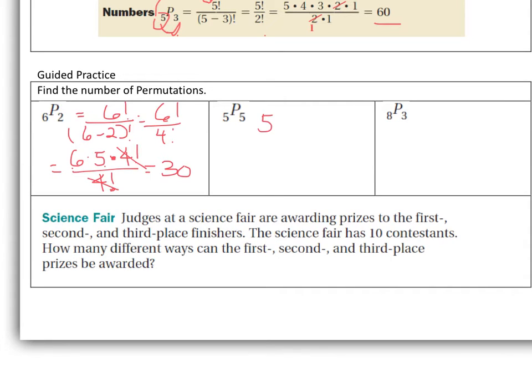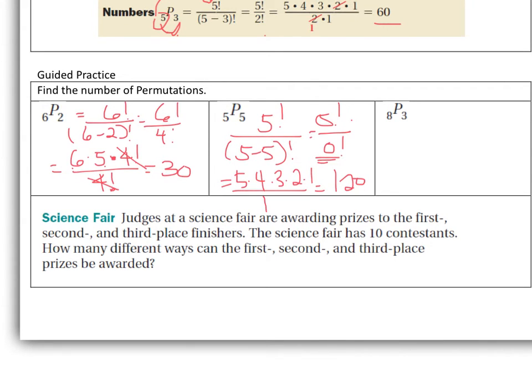And here 5P5 would be 5 factorial over 5 minus 5 factorial. So we have 5 factorial over 0 factorial, and 5 factorial would just be 5, 4, 3, 2, 1. 0 factorial, remember, is 1, so we don't have to write that anymore. But if you want to, I'll write it down for you. 120.